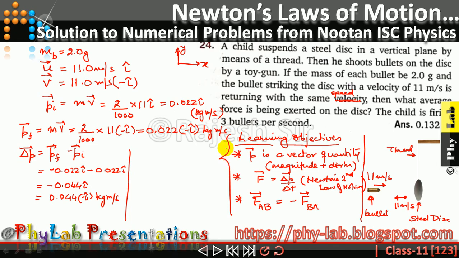Now I am looking forward to find out the force. Now force exerted by the bullet on the steel disc. So force is equal to delta P by delta T. Now if you see, the number of bullets fired in 1 second happens to be 3. This is the change in momentum experienced by one bullet, isn't it? So change in momentum experienced by 3 bullets.